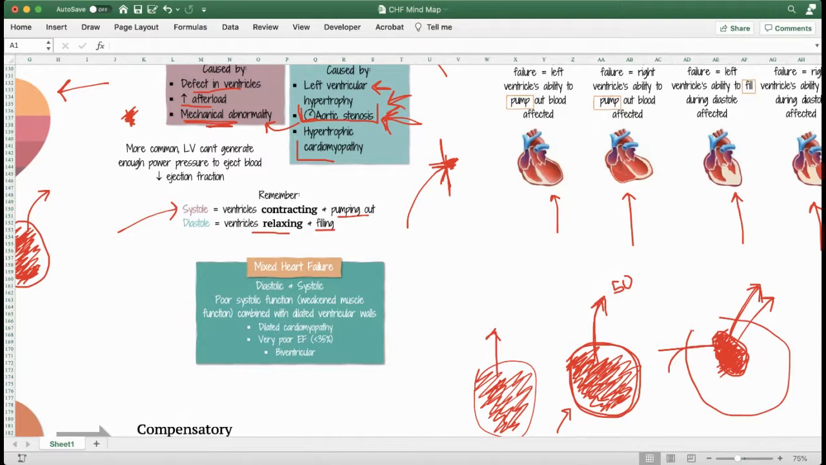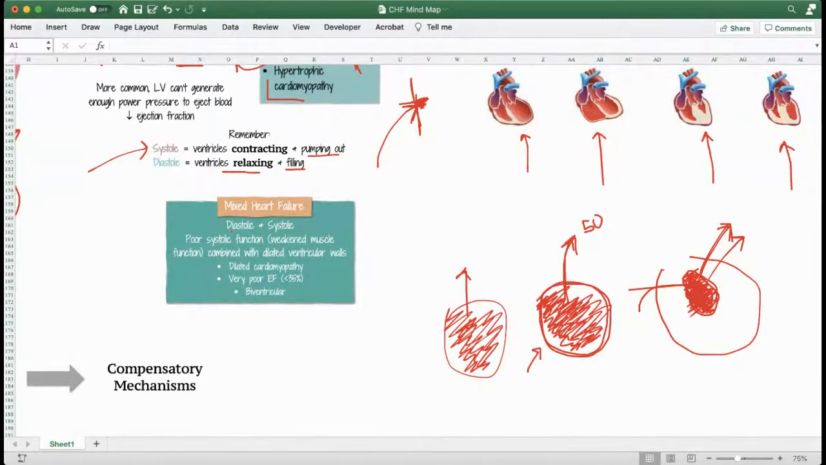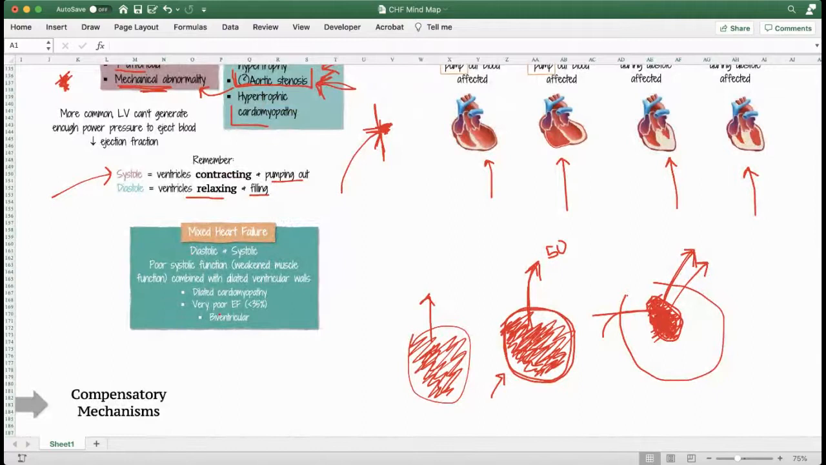You can have mixed heart failure where you have a mixture of diastolic and systolic. So you have poor systolic function. The muscle is weakened. It can't contract enough to push the blood out. You have a very, very poor ejection fraction, but then you can also have a problem with the filling in that the blood that's getting into that left ventricle isn't enough either, right? And so that's a really big problem. You end up with very, very poor ejection fractions, and when they say biventricular, it just means it usually affects both of the ventricles, not just the left.